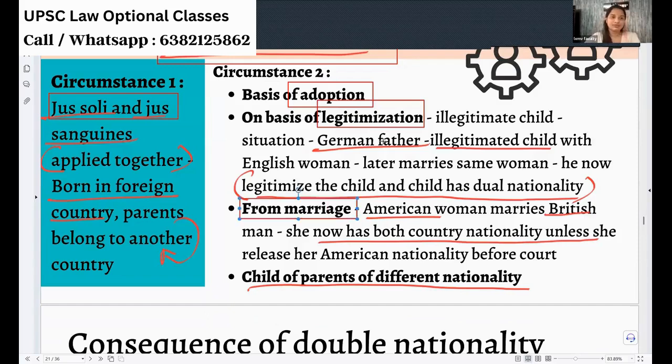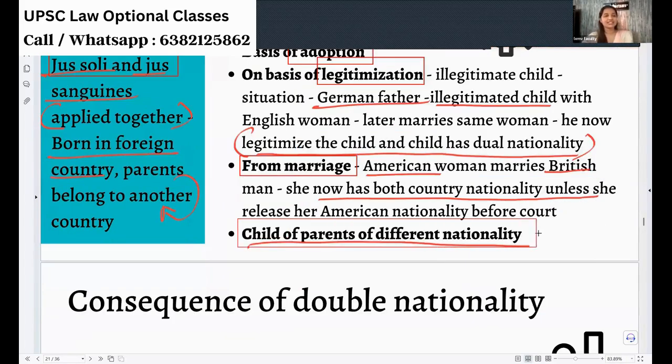Say, for example, a beautiful woman from Russia is marrying a person in Switzerland. She can retain her nationality and also get additional nationality from her husband in Switzerland, dual nationality. Okay. And the child of parents from different nationalities. See, we are talking about different caste, intercaste marriage. This is international marriage.